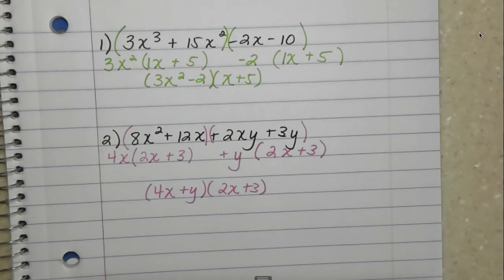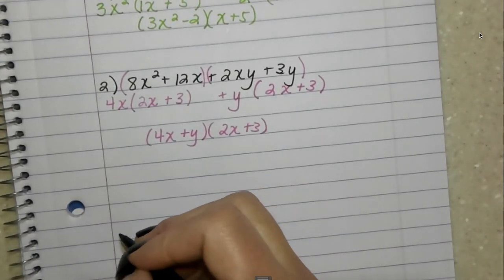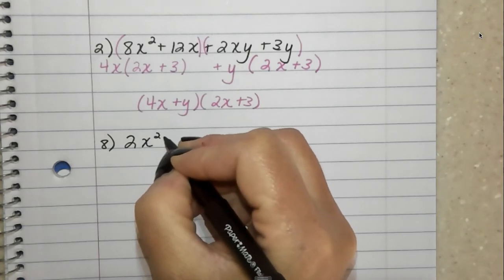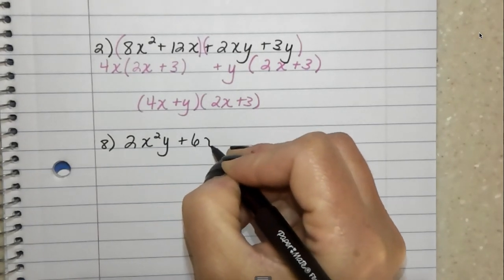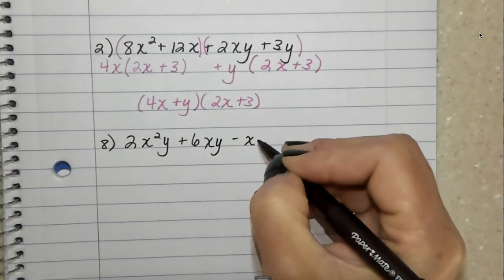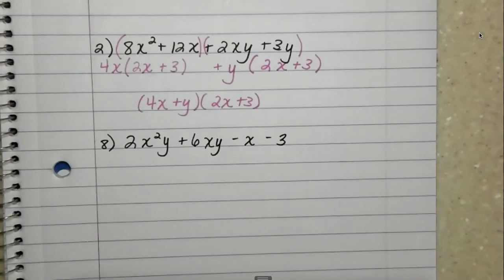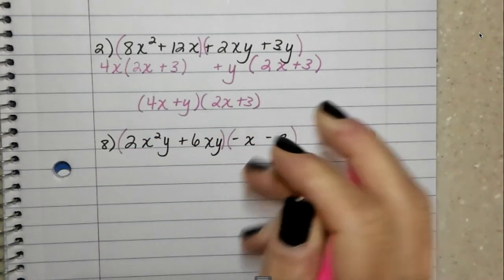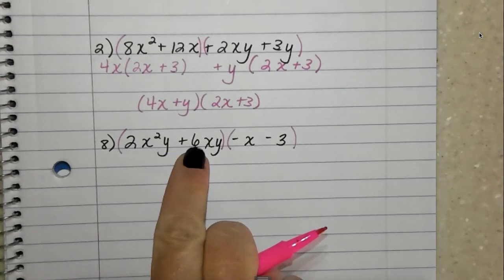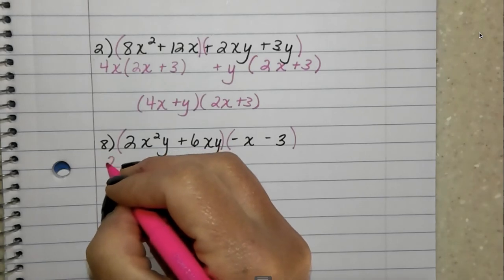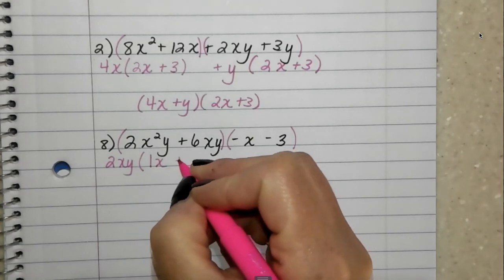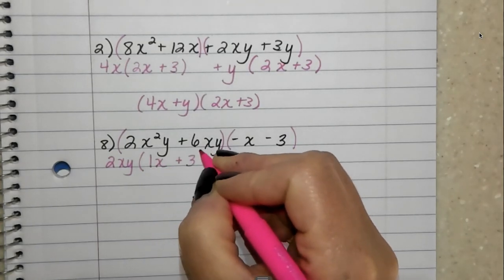Let's do a couple more. We don't really need to do a whole bunch more, but we'll do a few more. This is technically number 8, although, again, you don't really care about that. 2x squared y plus 6xy minus x minus 3. Can I factor anything out? No. Do I have 4 terms? Yes. Grouping. He can give a 2 and an x and a y. So a 2xy comes out, leaving behind a 1x and a 3. That's it.